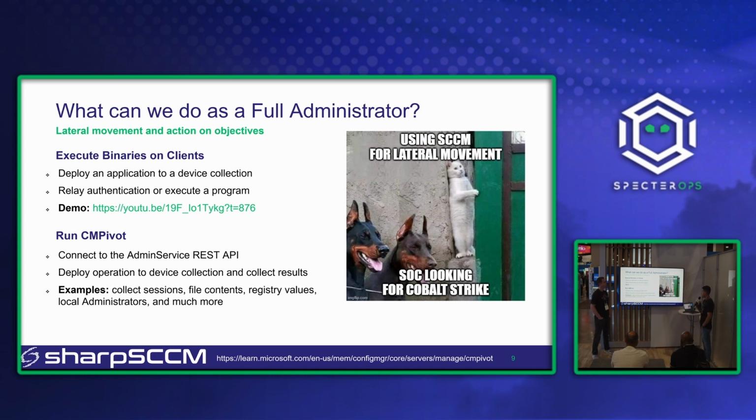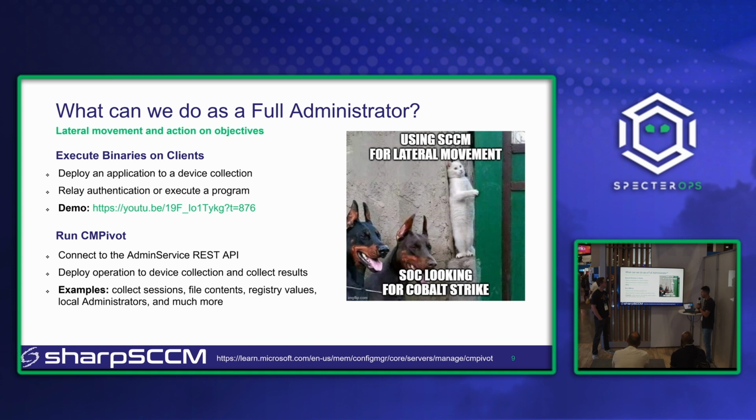All right. So Chris just showed you some of that cool stuff you can do with SharpSCCM and how to abuse those attack paths too. Now, there are some things that we can do as a full administrator. For example, you can deploy an application to a certain device collection, okay? And in this case, this will be a malicious application, right? You can also use that mechanism to coerce those clients and have them contact a server, a relay server, for example. You could do that too.